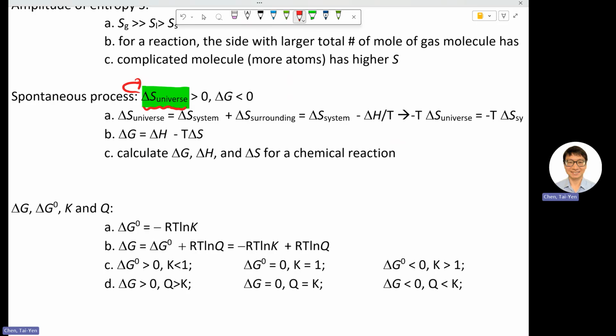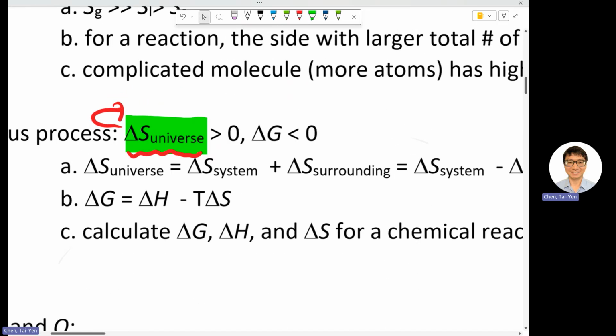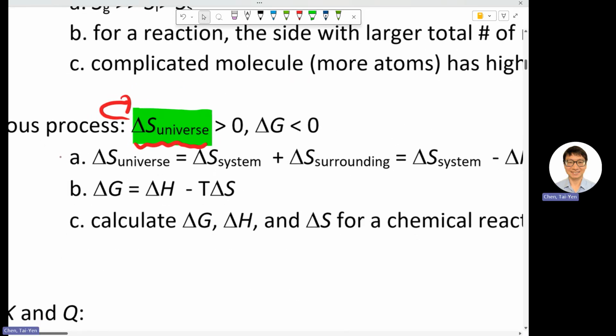Okay, so let's go through the things I wrote here quickly. First thing is, I hope by now you should know that delta S universe is the term that scientists use to predict whether a reaction is going to be spontaneous or not. Okay, and it's composed of two terms, right? Delta S system and delta S surrounding. Okay, so the way system and surrounding are taught is using what? It's using energy. It's using heat.